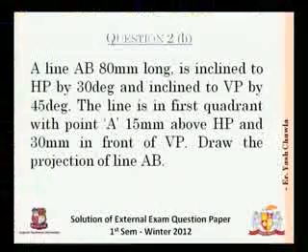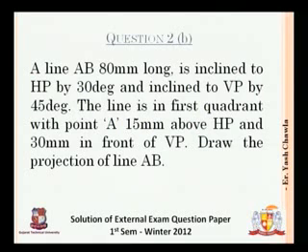So we were talking about question number 2b. A line AB 80 mm long is inclined to HP by 30 degrees and inclined to VP by 45 degrees. It is in the first quadrant with point A 15 mm above HP and 30 mm in front of VP. Draw the projection of line AB.